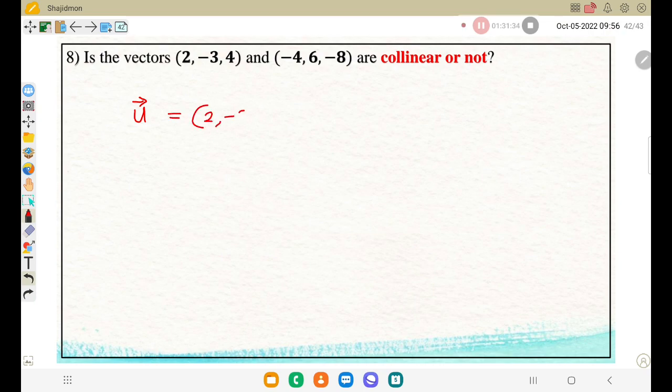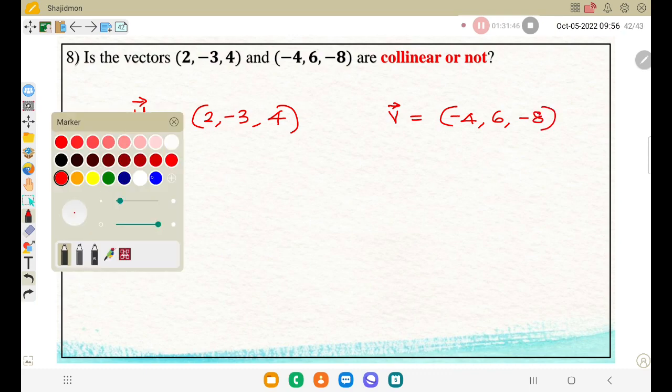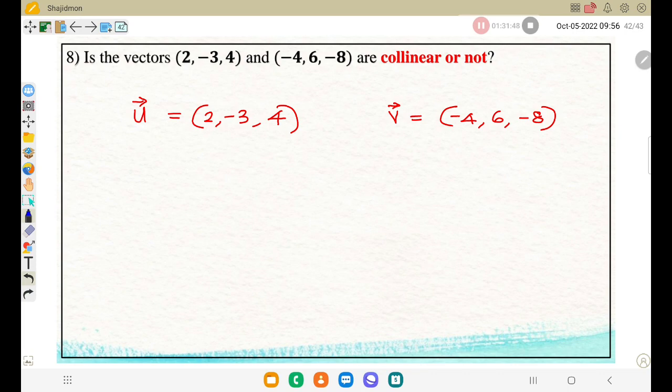Vector u equals 2, minus 3, and 4. Second vector I am taking vector v. Vector v equals minus 4, 6, minus 8. Correct? Now, these two vectors collinear or not, how are we checking? You can see vector v. See these three numbers, minus 4, 6, minus 8.